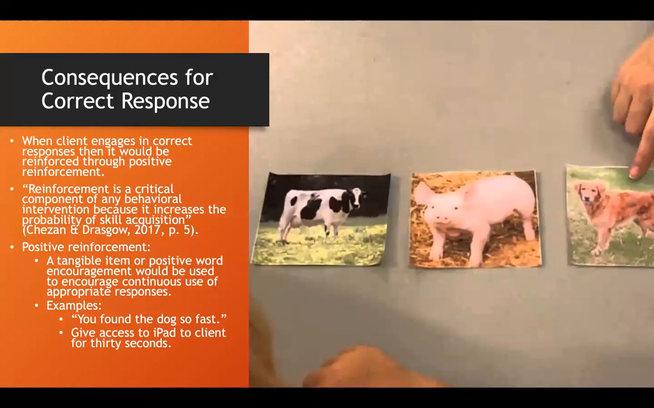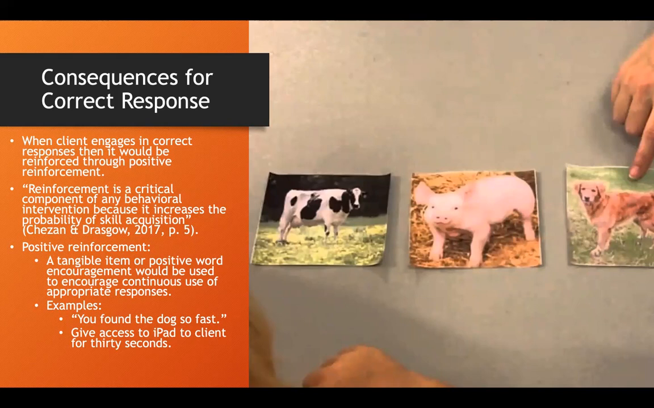So consequences for the correct response would be when a client engages in the correct response or desired behavior, then it would be reinforced through positive reinforcement. A quote I found in an article was, reinforcement is a critical component of any behavioral intervention because it increases the probability of skill acquisition. And again, our goal of this program is for our client to gain a new skill and for us to be able to teach that said skill and have them use it in all sorts of environments, settings, or with different stimuli being used.